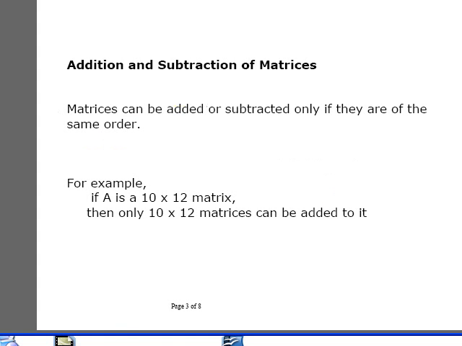Now when you go to add matrices together, you can only add or subtract matrices if they are of the same order. That means the same number of rows and the same number of columns. So if I have a 10 by 12 matrix, I can only add 10 by 12 matrices to it. I can only subtract 10 by 12 matrices from it. That's because matrix addition and subtraction goes element by element.